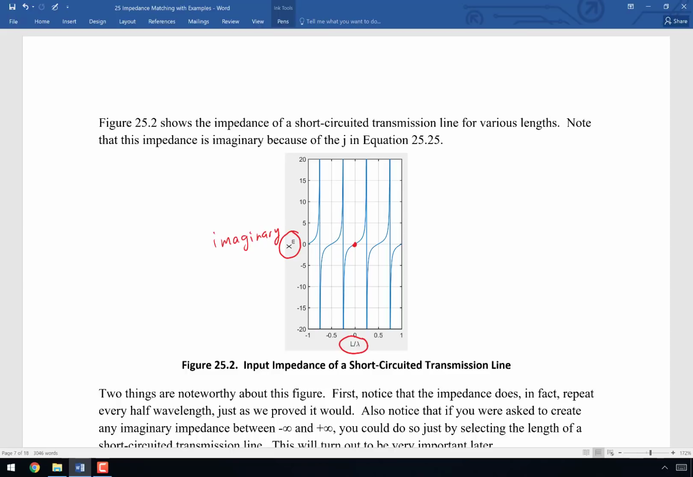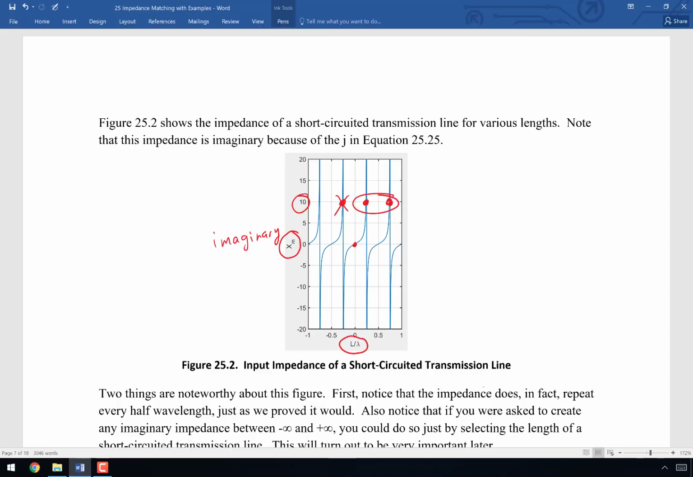But notice now that any value of imaginary impedance can be obtained by simply selecting the length of the line. So if you said to me, hey, I want this line to have an impedance that is j10 ohms, well, I would say, you know what, that line right there with that length, or this line right here with this length, or this line right here with this length, actually, yeah, these are negative lengths, so that won't work.